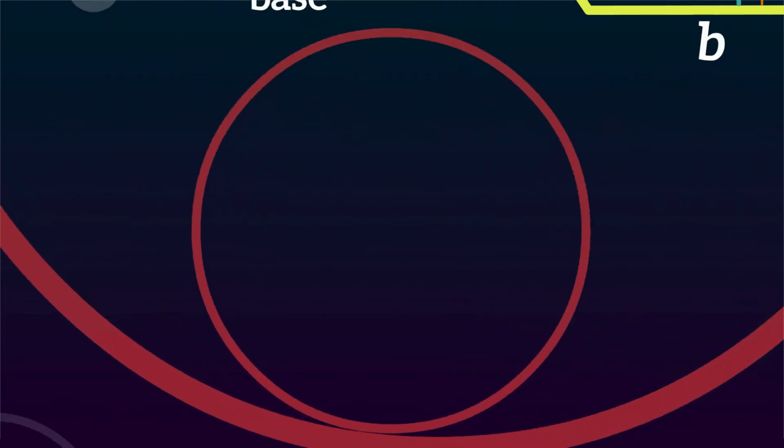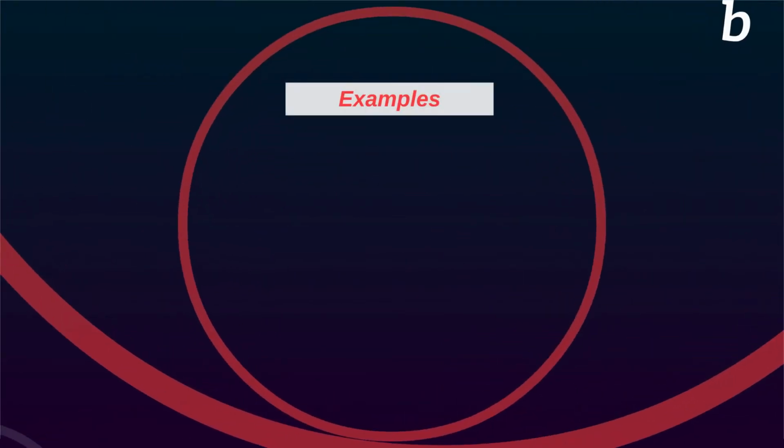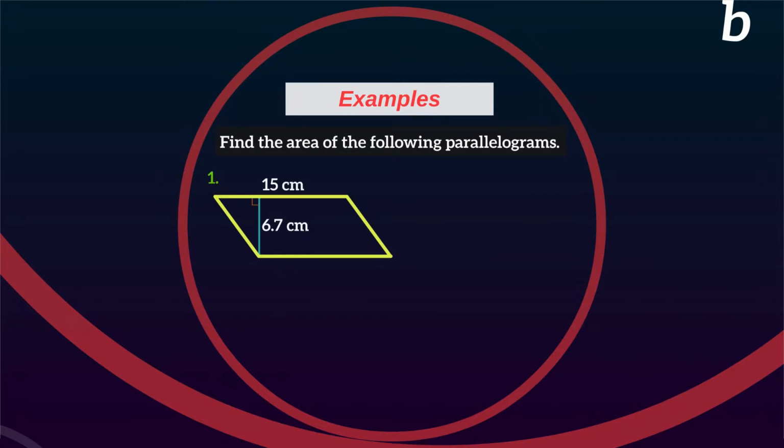Let's see if we can apply what we have learned. It's time to solve some examples. We'll try to find the area of the following parallelograms. Let's solve for the area of this one. What should we do first? Start by identifying the base and height. It's easy because they are already indicated on the figure. The base, B, is 15 centimeters, and the height, H, is 6.7 centimeters.